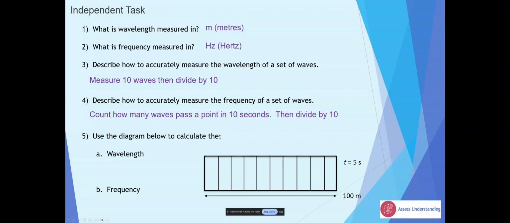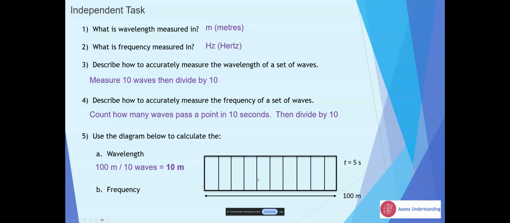Use the diagram below to calculate the wavelength. We know that 1, 2, 3, 4, 5, 6, 7, 8, 9, 10 waves is 100 meters. So we do 100 divided by the 10 waves, which means each wave is going to be 10 meters. So the wavelength is 10 meters.